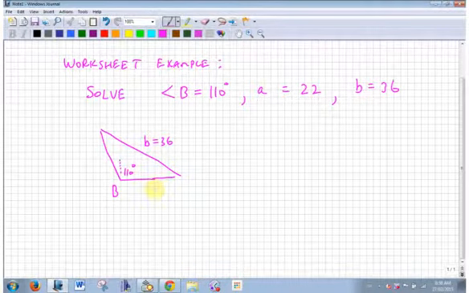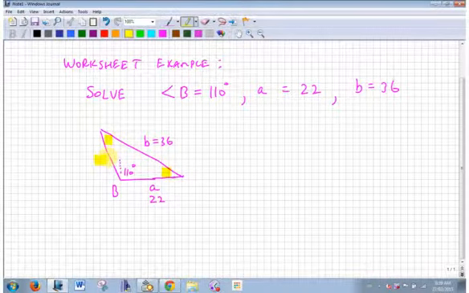Let me actually be consistent with my notes. Yes, I did. A. That's 22. Okay? So I don't know that angle. I don't know this angle. And I don't know that side. Solve means I want them all.